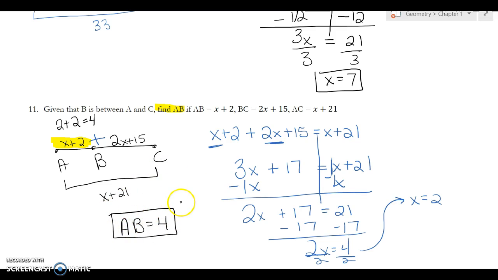This problem, number 11, is a worst case scenario, but it's not that bad. You draw the picture, first piece plus the second piece equals the whole thing, and then you plug in. But again, the big thing is do not try and do these without drawing a picture. You will get fast enough that they will only take 30 seconds to draw the picture and label all the pieces. But again, a picture is very important for these.